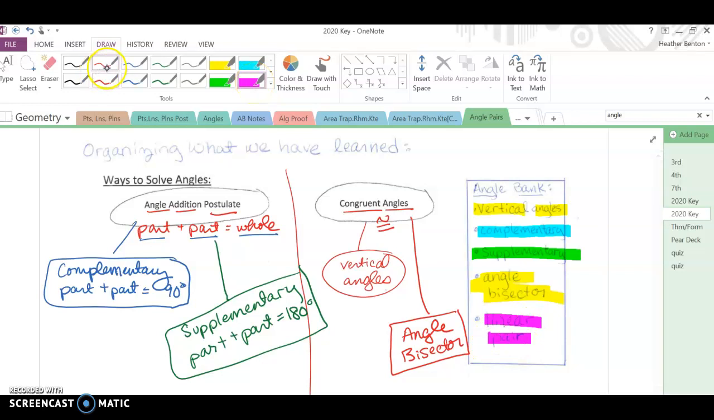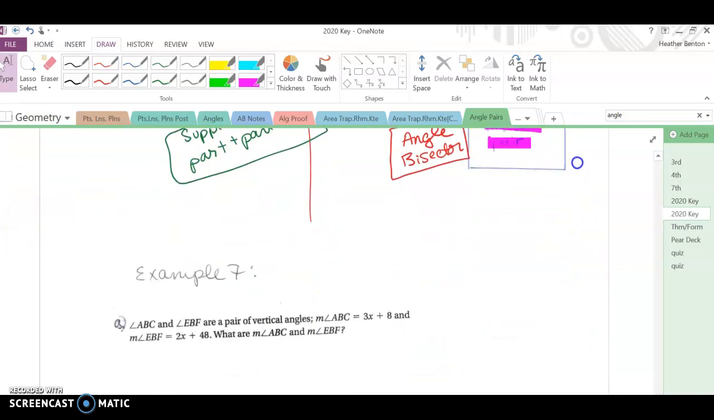Linear pairs are angles that are back-to-back, form a line, and add to 180. This is linear pair. Similar to supplementary, it is part plus part equals 180. Remember, the only difference between linear pair and supplementary is that with supplementary, they don't have to be back-to-back and form a line. It can be any two random angles that add to 180. So I just want you to organize those and keep that filed away in your head, whether the angles are parts adding to a whole or equal to each other.